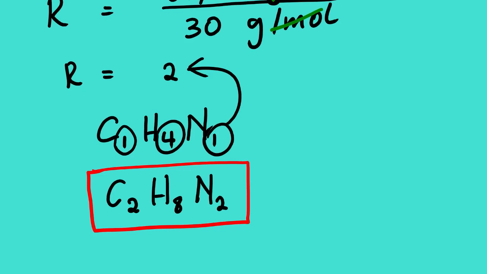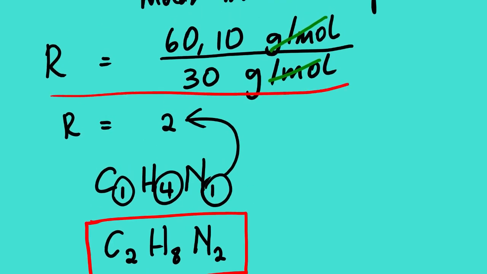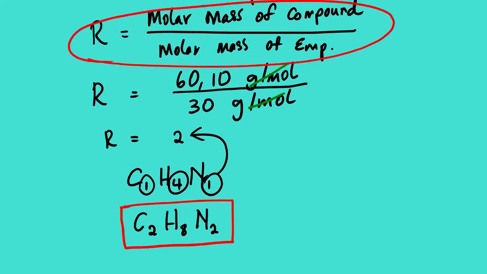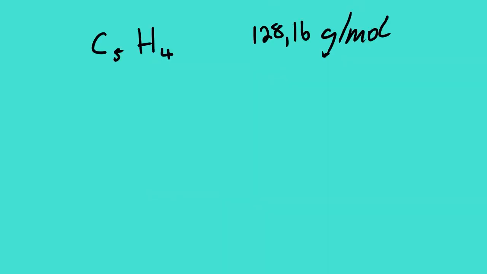So the idea behind this equation is that we need to find the number by which we must multiply each and every subscript in the empirical formula. A certain compound has the empirical formula C5H4, and the molar mass of the compound is 128.16 grams per mole.